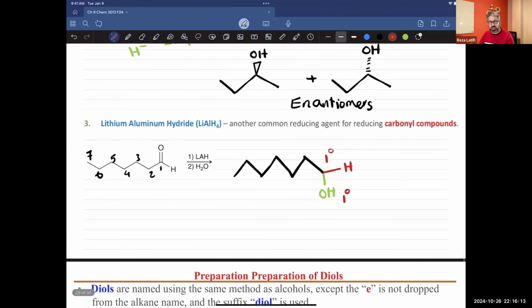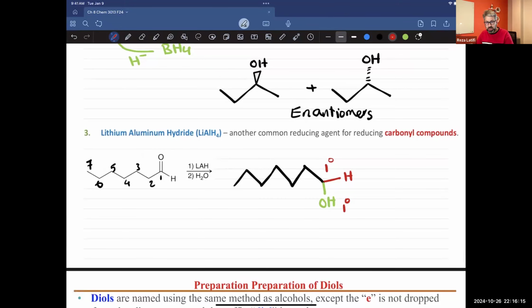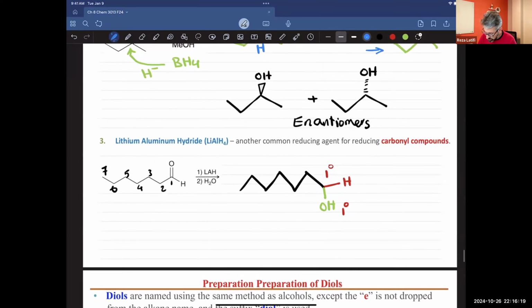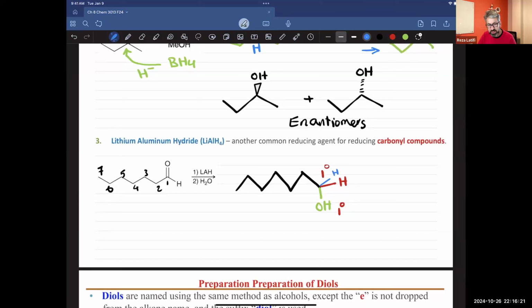And because we have a primary alcohol, that means we have 2 hydrogens technically there. We're not going to have a stereocenter on that carbon.